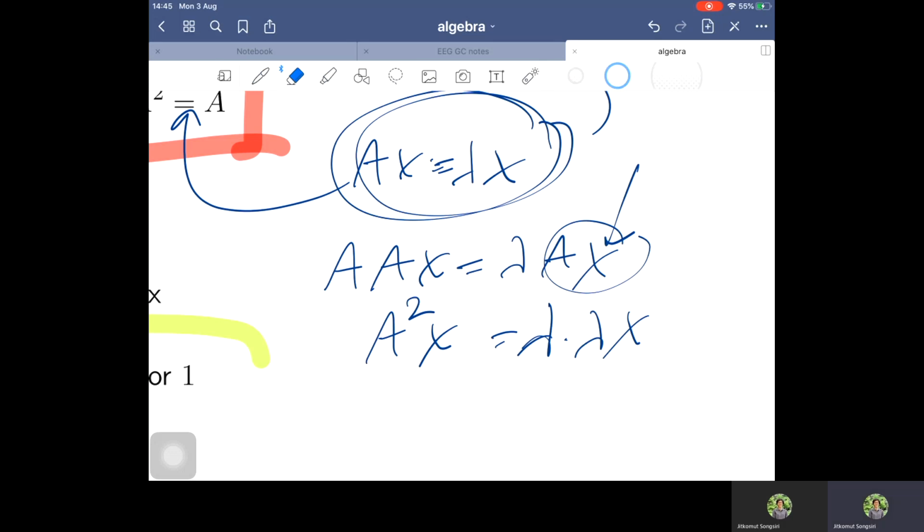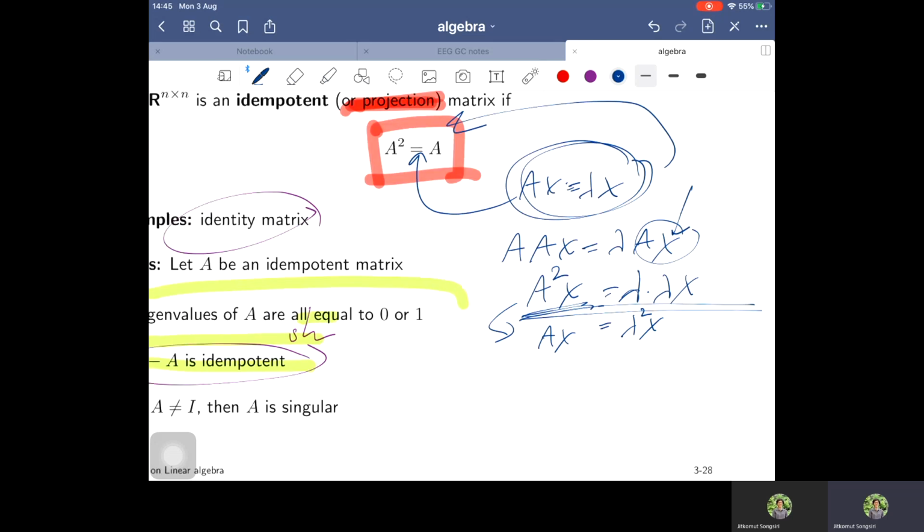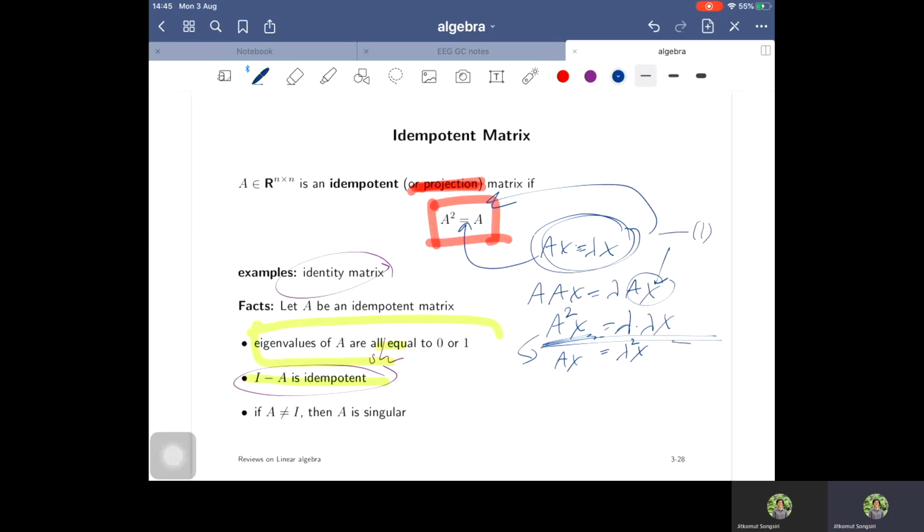Now on the right hand side you get lambda squared x. What about the left hand side? At this point we haven't used the property of idempotent yet, but after you use it, A squared equals A. So A squared x turns out to be Ax. Now you get equation 1, you get equation 2. These two are the same. You subtract 1 from 2, and what you get is 0 equals (lambda squared minus lambda) times x. And again, this x cannot be 0 because it's an eigenvector. You only have this polynomial that turns out to be the characteristic polynomial of the idempotent matrix. And of course, when you solve it, the roots are either 0 or 1. Very simple.